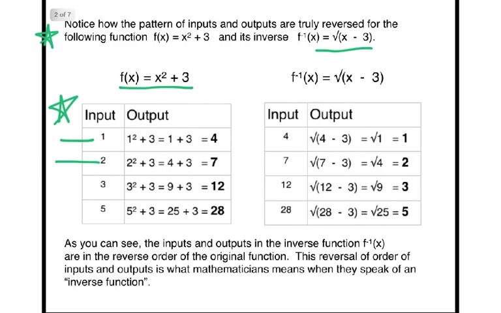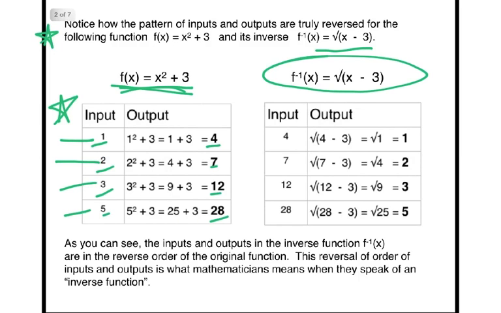If you input 2, then 2 squared plus 3, which is 4 plus 3, which is 7. Input 3, 3 squared plus 3 is 9 plus 3, which is 12. And if you input 5, 5 squared plus 3, which is 25 plus 3, which is 28. So, in our original function, input 1, output 4, input 2, output 7, input 3, output 12, input 5, output 28.